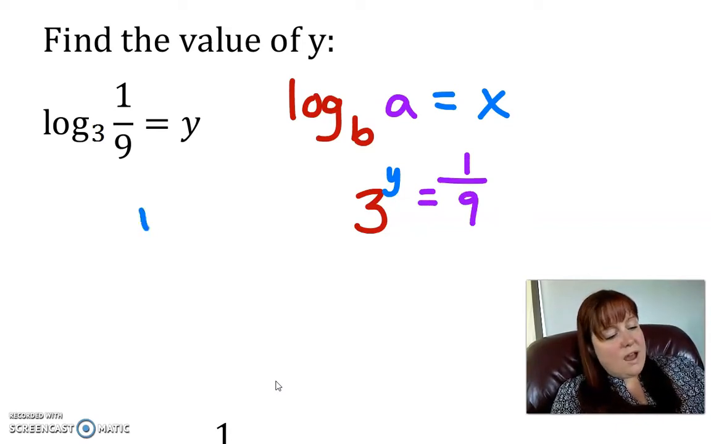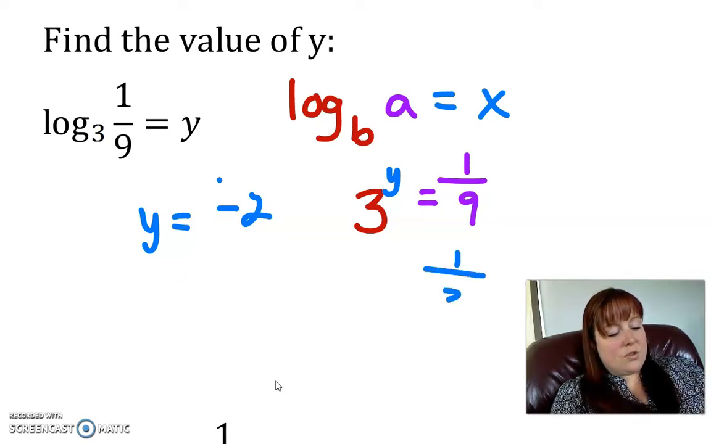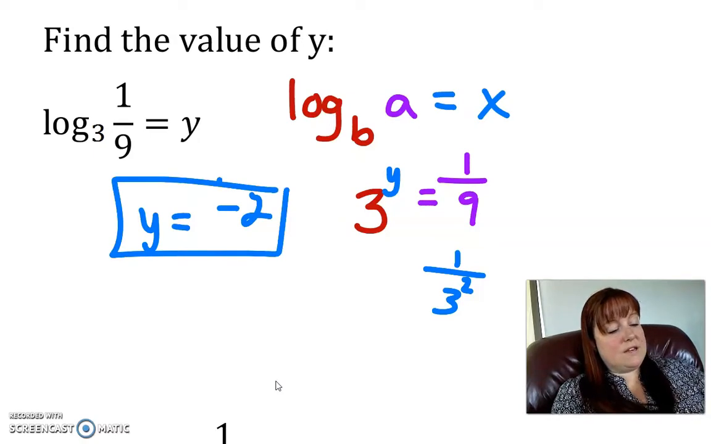Well, y has to be -2, because to get a fraction out, I have to have a negative exponent. Okay, so I know this is going to be a negative exponent, and so it's going to be 1 over 3 to the something. And what does that something have to be? Well, that has to be 3 squared to get to 9, right? So 3 to the -2 would be 1 over 3 squared. So y in this case is -2.